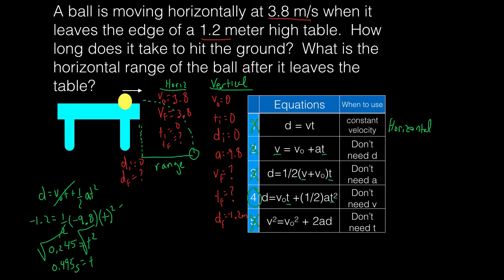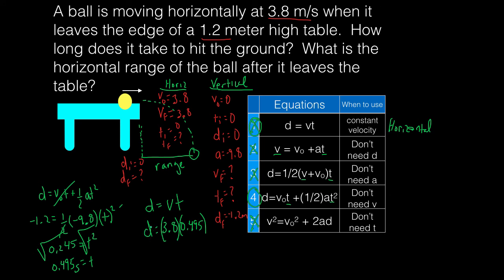And now that we know the time, we can use the horizontal equation to solve for horizontal displacement, or its range. And that is given by equation number 1. And so displacement is equal to the horizontal velocity times time. Horizontal velocity, it told us, was 3.8. So 3.8 times the time, which was 0.495 seconds, and that will give us our displacement.